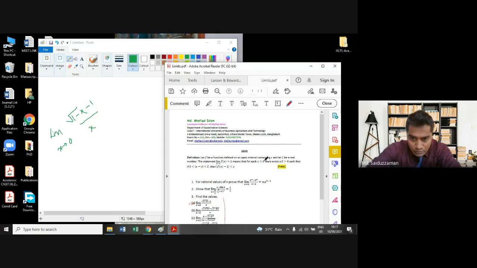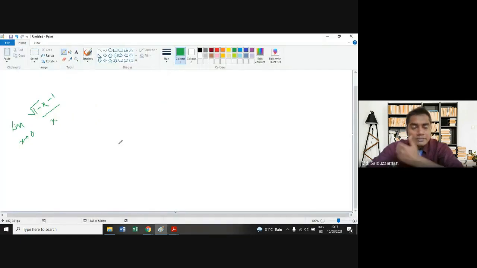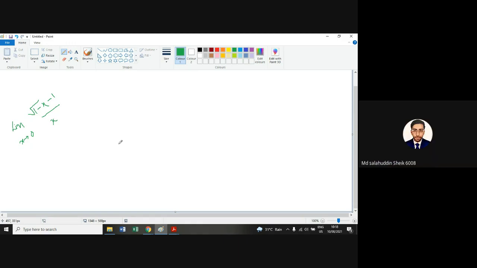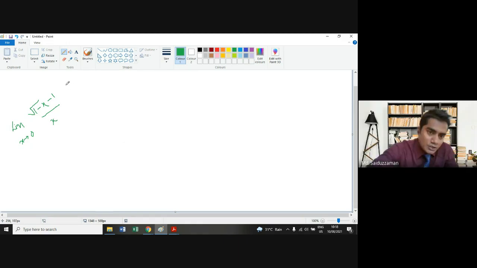So at first, look into the math. Then you will decide: can I put the value directly here? Possible? No, sir. What will be the problem? If you put the value, it will be 1 minus 1, that is 0 by 0 format.